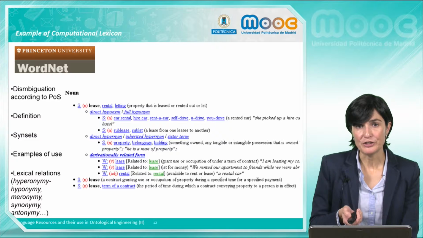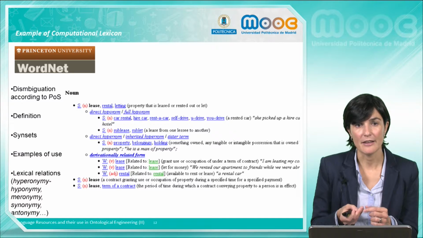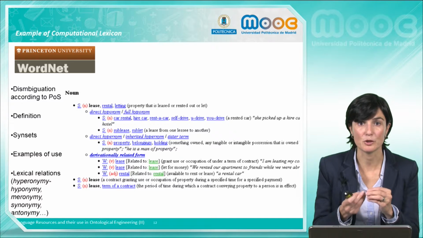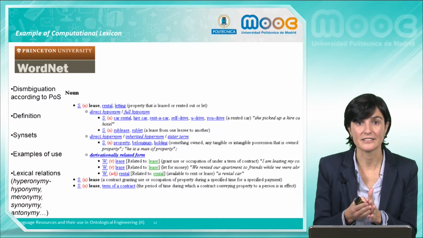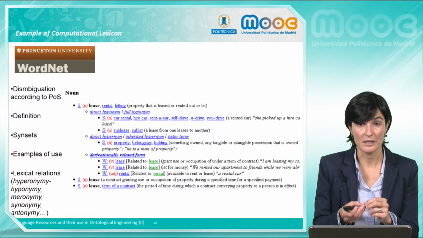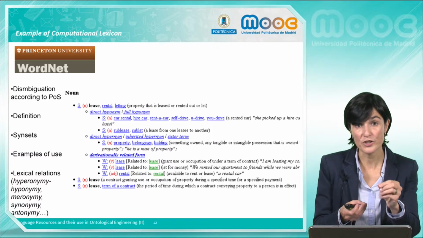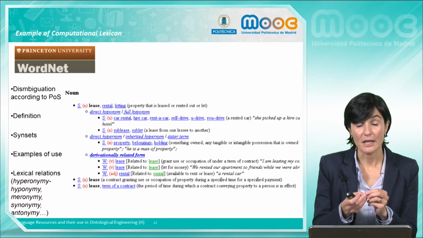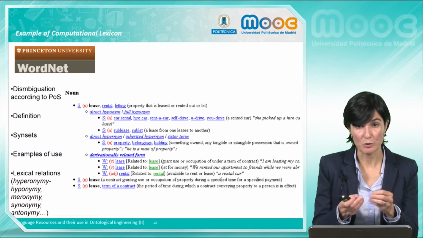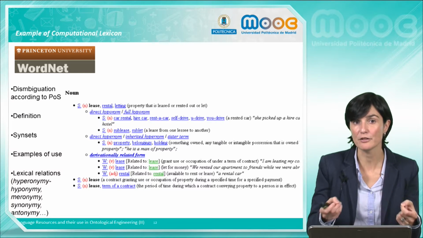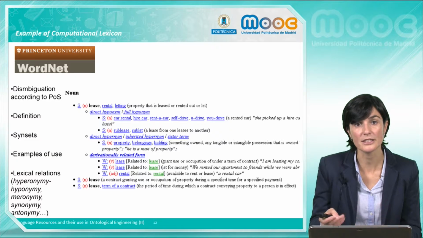The most important feature of such a lexicon is the hierarchical relations that are established between words, between words or senses. So as you can see, there are hyperonymy relations, so the relations between words that are more general than these or more specific than these. There are meronymical relations between this concept and concepts that are part of it, so between an object and its parts.